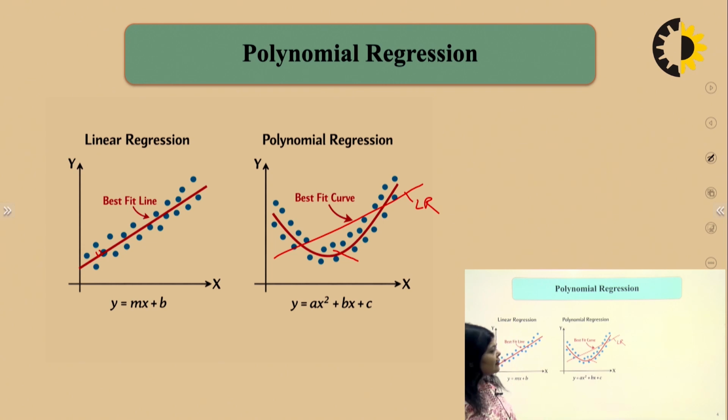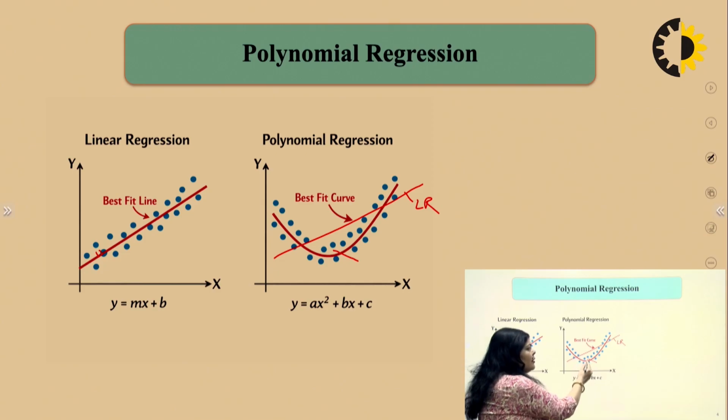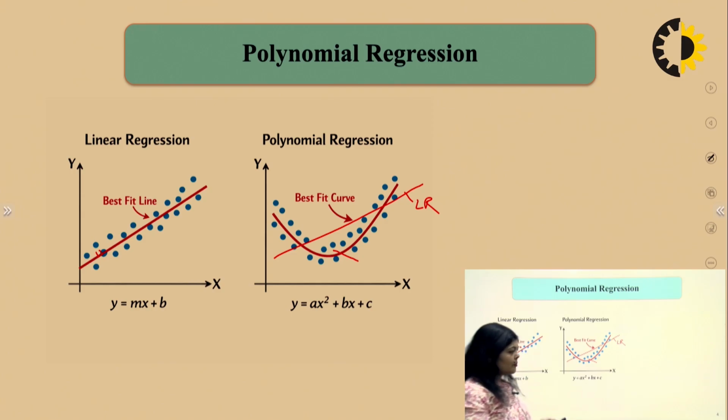and by using this curve, we can best represent this type of data distribution. So we are going to capture this kind of spread with the help of polynomial regression.